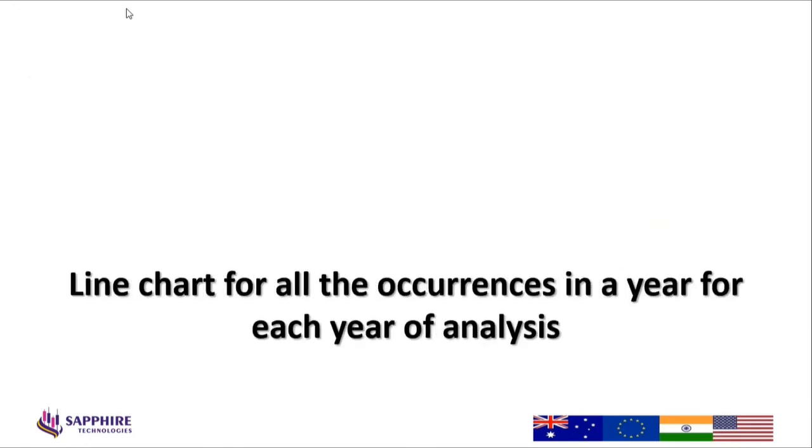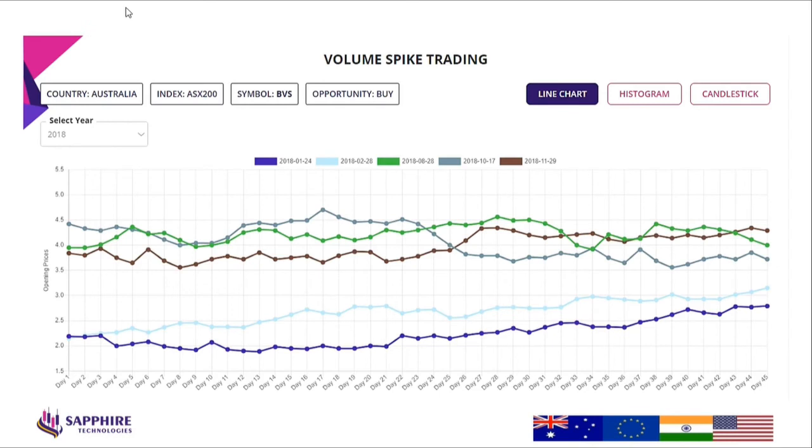Now you can also go visual to understand how the performance looks. For example, this is the line chart. For every spike that happened in the year 2018, there are 5 spikes, and the result of the spike is as follows.